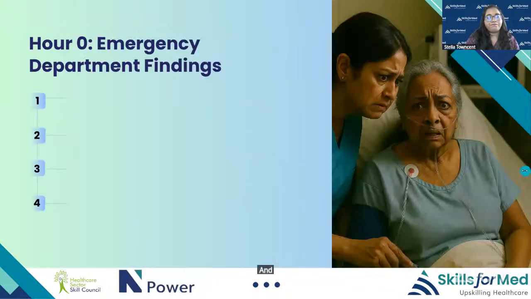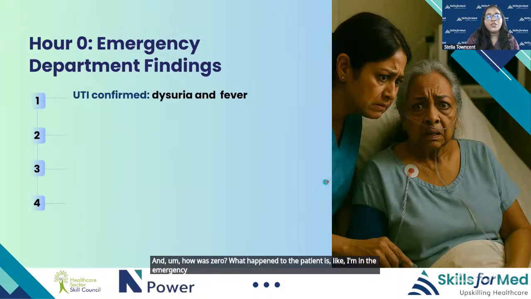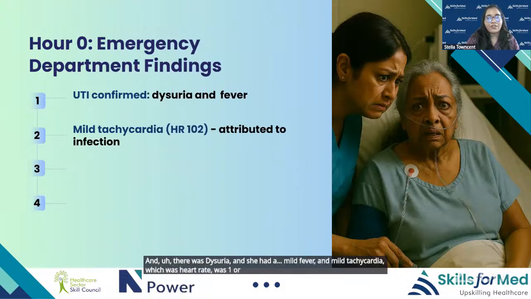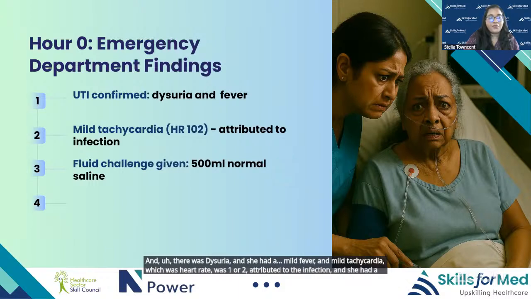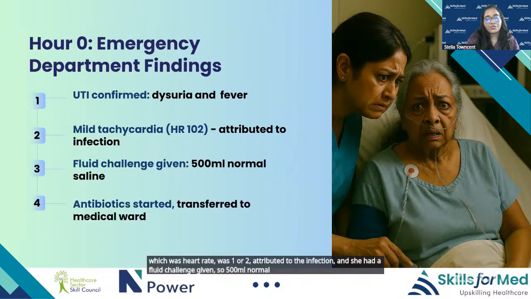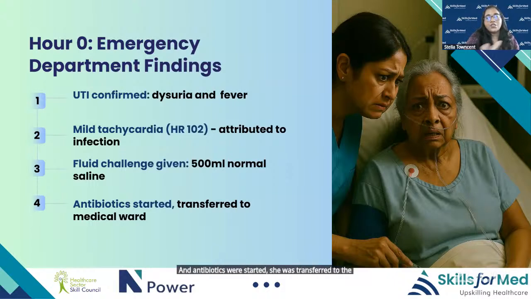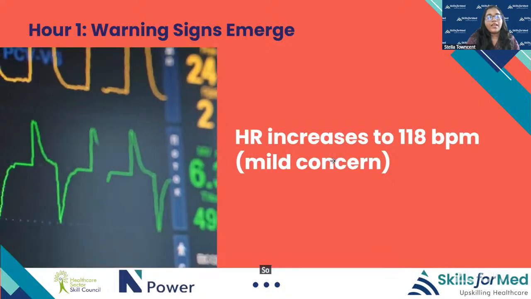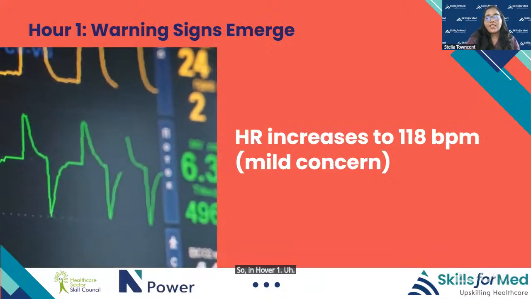At hour 0, in the emergency department, UTI was confirmed. There was dysuria, and she had a mild fever and mild tachycardia, with a heart rate of 102, attributed to the infection. A fluid challenge was given, so 500 ml normal saline was flushed, and antibiotics were started. She was transferred to the medical ward. So all these things were done in the emergency department in hour 0, and the patient was transferred to the medical ward. In hour 1, the warning signs emerged.